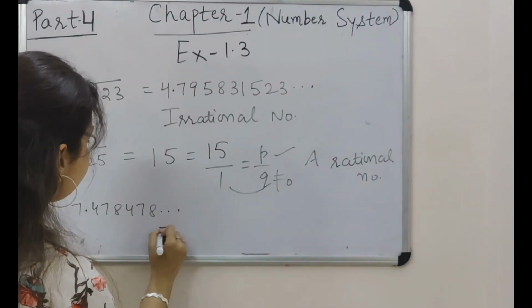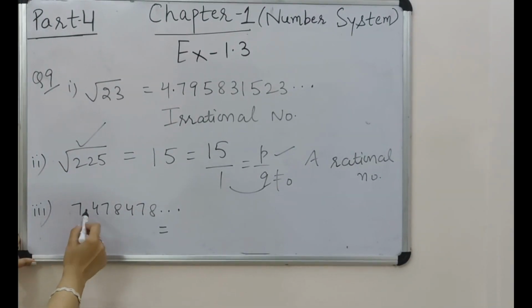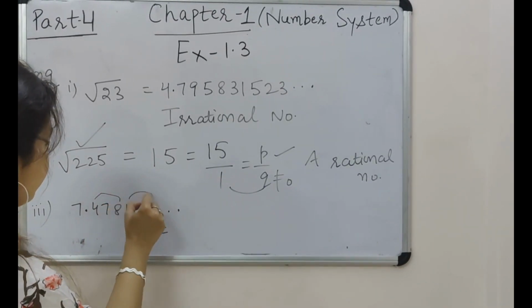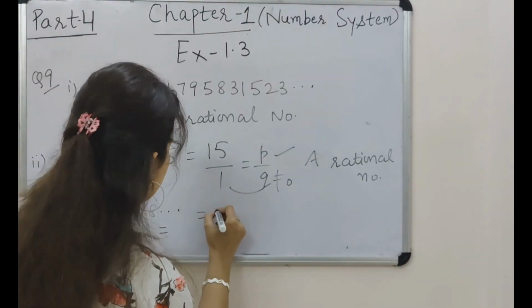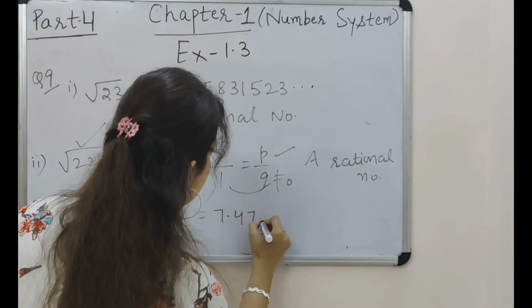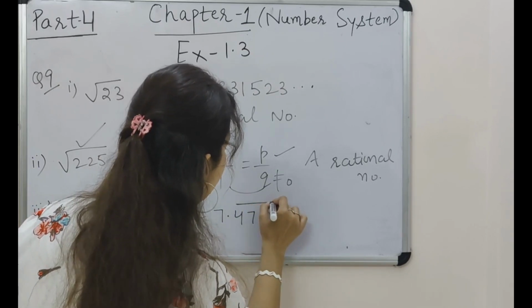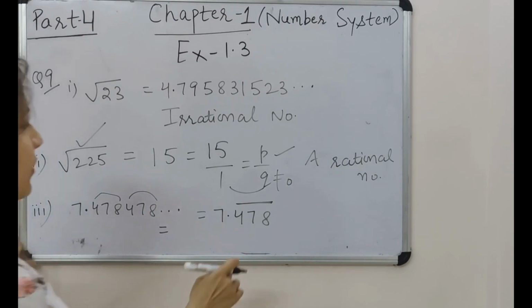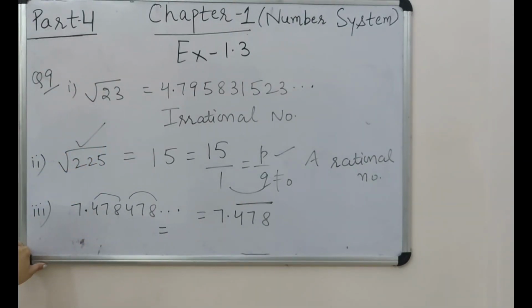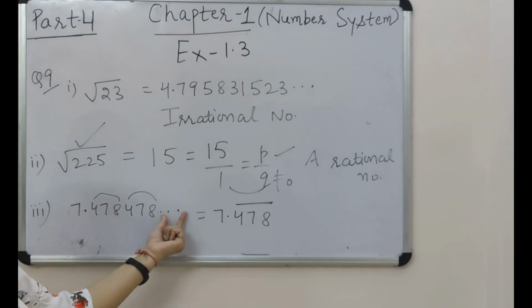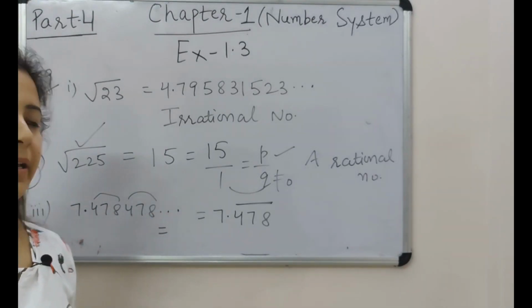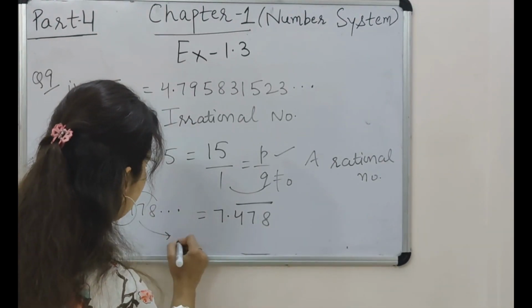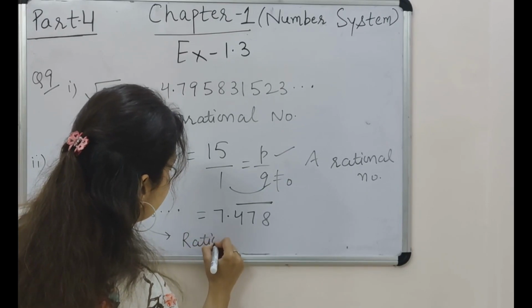Let's check one more. What is happening over here? It's 7.478478, which means these three digits are repeating themselves. So is it possible to write this value like this? Yes, we can put a bar over here because these three digits are going to repeat themselves again and again. This is the feature of a rational number. Non-ending, which means non-terminating decimal expansion, but recurring because these three digits are repeating themselves. That is why this given number is a rational number.